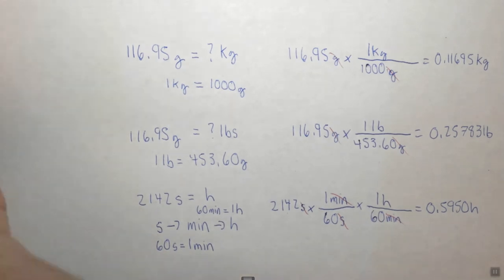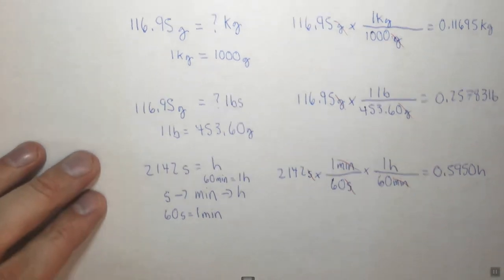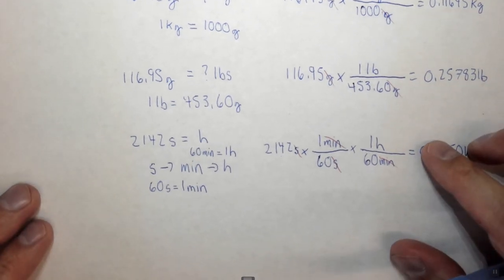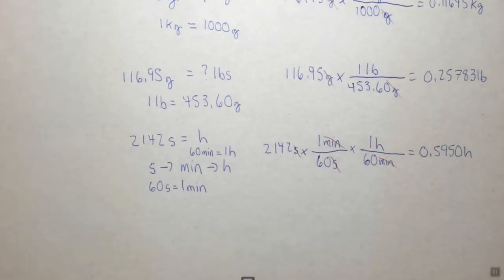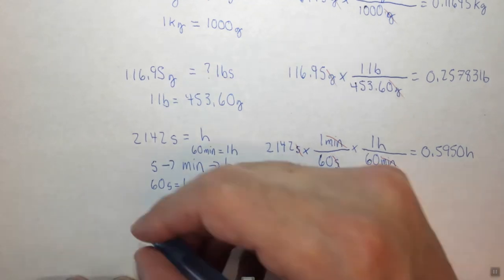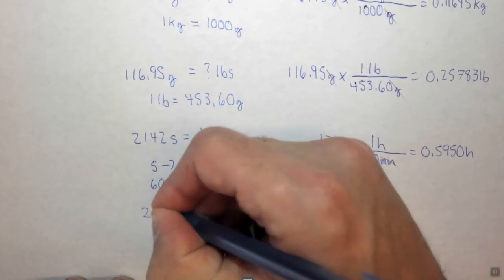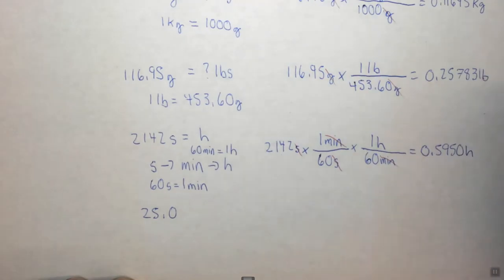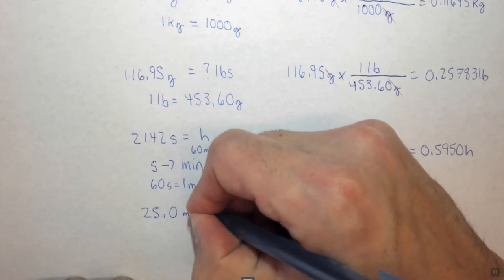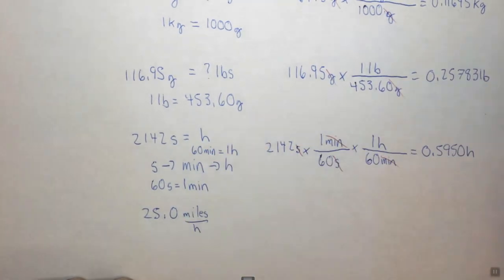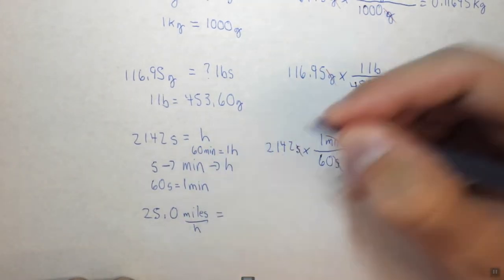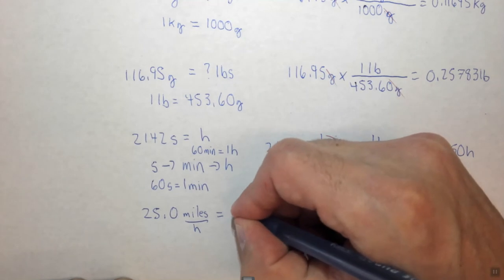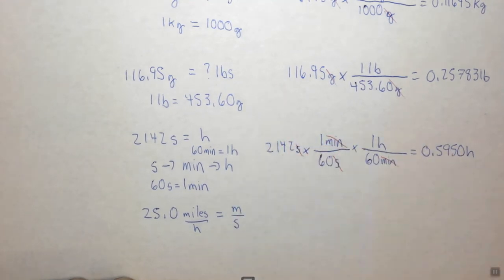So that worked out. Let's look at another example. I'm just going to move this up a little bit. Let's look at a more complex unit. In this case, we could have a more complex unit like 25.0 miles per hour. And we want to know what is that in meters per second.